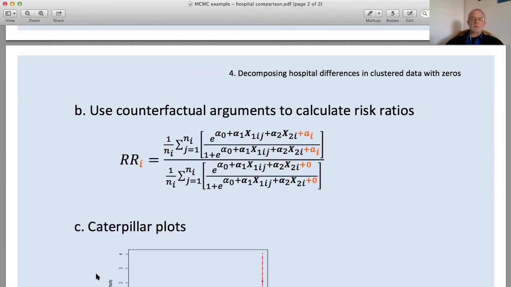It's not really useful. So the standard way of doing this is to use some counterfactual arguments and say, we're going to calculate the expected mortality at hospital I compared to the expected mortality if they had an average mortality. In other words, if their random effect was 0. Well, look at this calculation. It's not a very hard calculation to do. You could do that in R quite easily. It's a few statements. What's the problem?